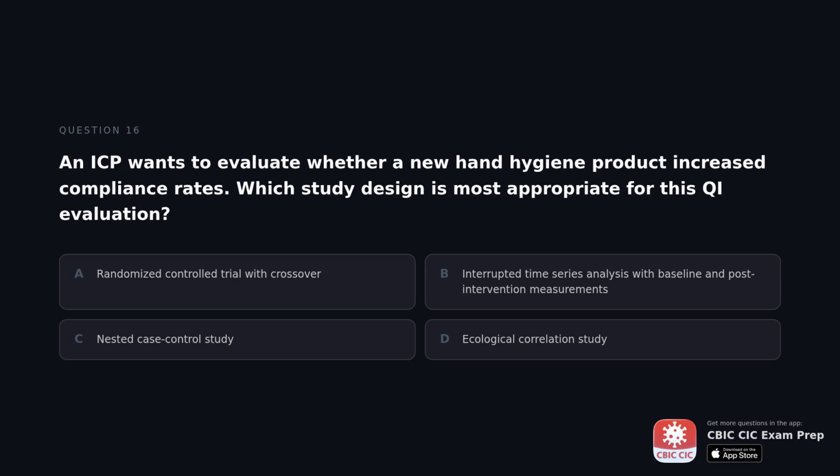An ICP wants to evaluate whether a new hand hygiene product increased compliance rates. Which study design is most appropriate for this QI evaluation? A. Randomized controlled trial with crossover. B. Interrupted time series analysis with baseline and post-intervention measurements. C. Nested case control study. D. Ecological correlation study.